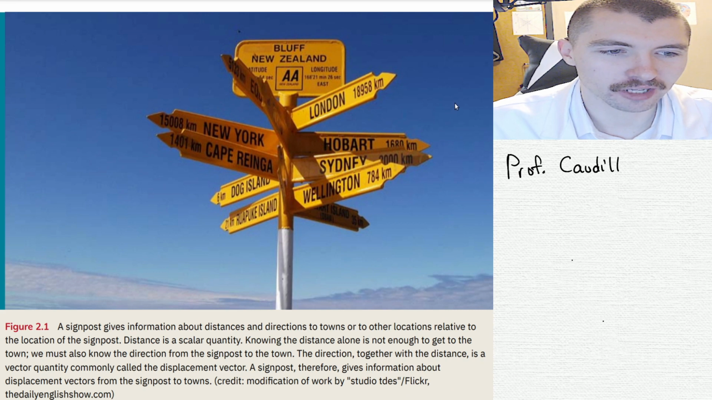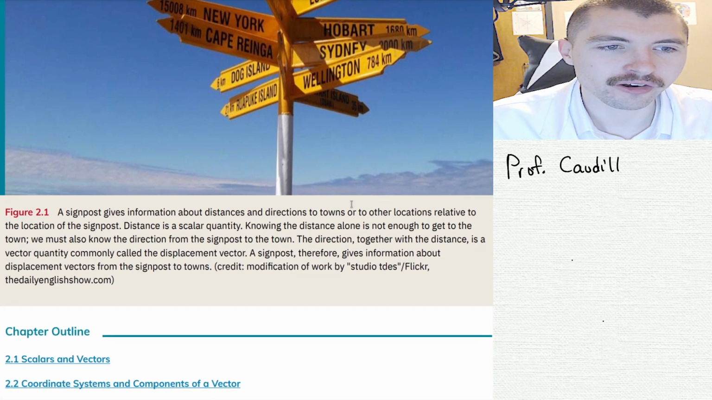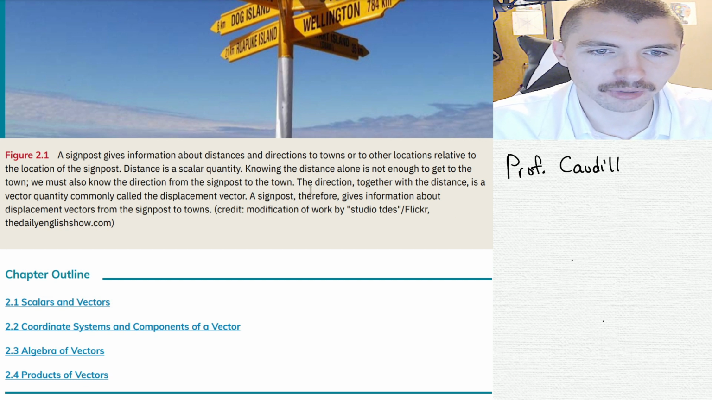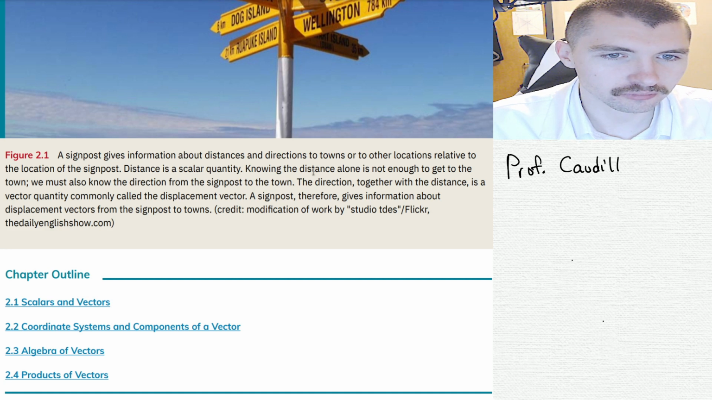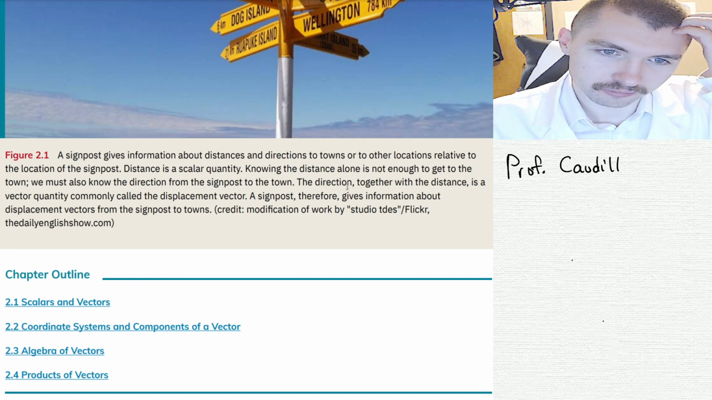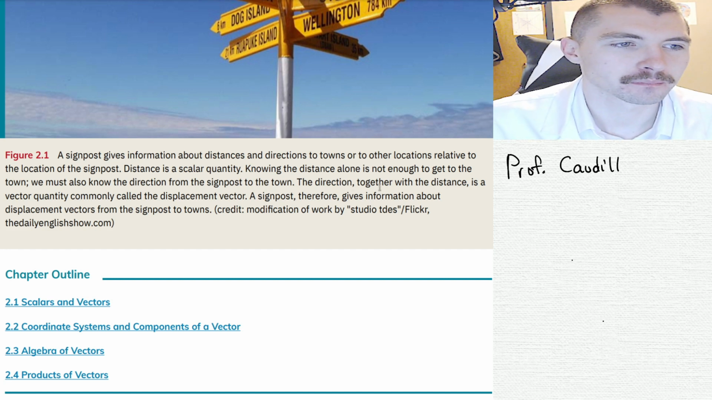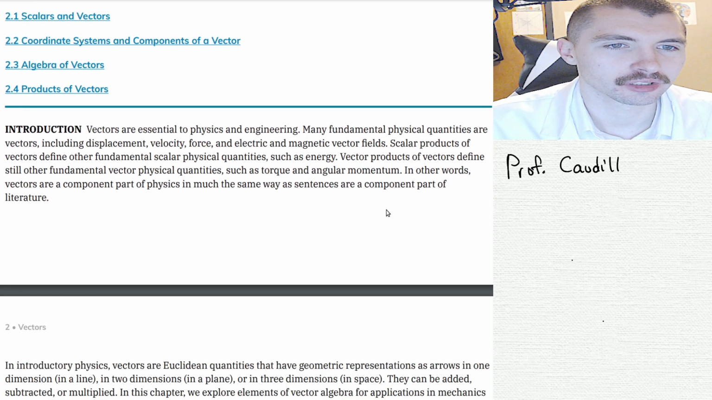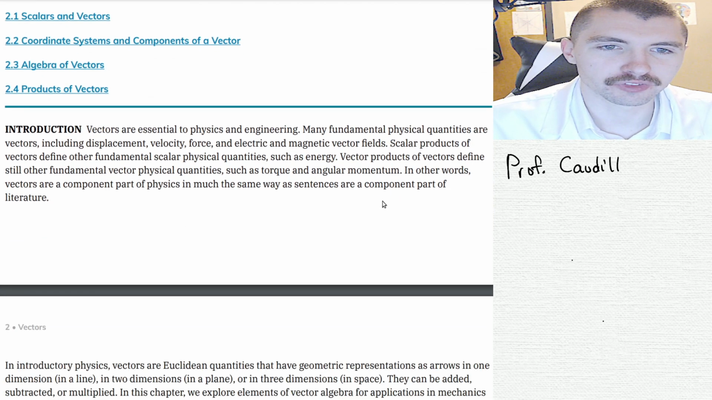A signpost is analogous to a vector. Distance and directions. Distance is a scalar quantity, so that means it can be multiplied by a constant. So you need to know both the distance and direction to get to town. Alright, so vectors are essential for physics and engineering.